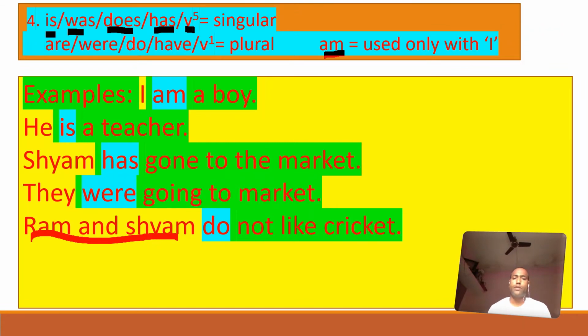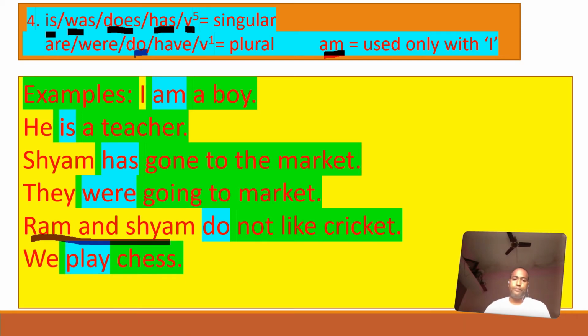So there are two subjects. Okay, Ram and Siam, two subjects. If there are two subjects, Ram and Siam, not only one, there are two subjects. One is Ram, another one is Siam. So Ram and Siam means two persons. So "do" means plural, and "do" is also plural. Here we can see in the example, right? "Do" is plural. So "Ram and Siam do not"; "does not" is not possible with it.